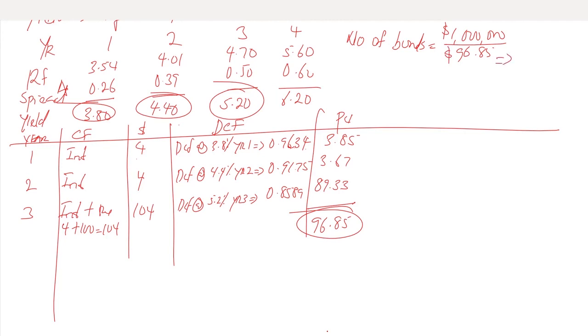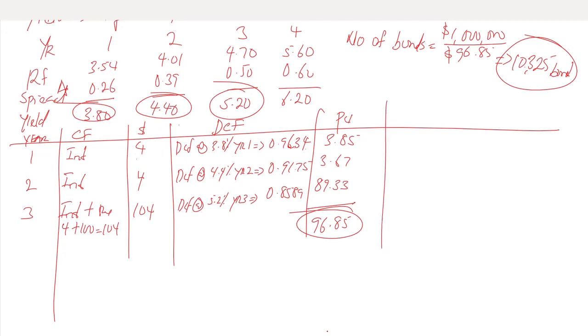1 million is the amount Kenan has, 96.85 is the market price. So how many bonds can we get? So 1 million divided by 96.85. So that's approximately 10,325 bonds. So we've been able to sort the market price of the bond and the number of bonds. So what next comes to play? Now that we have the market price of the bonds and the number of bonds, duration.